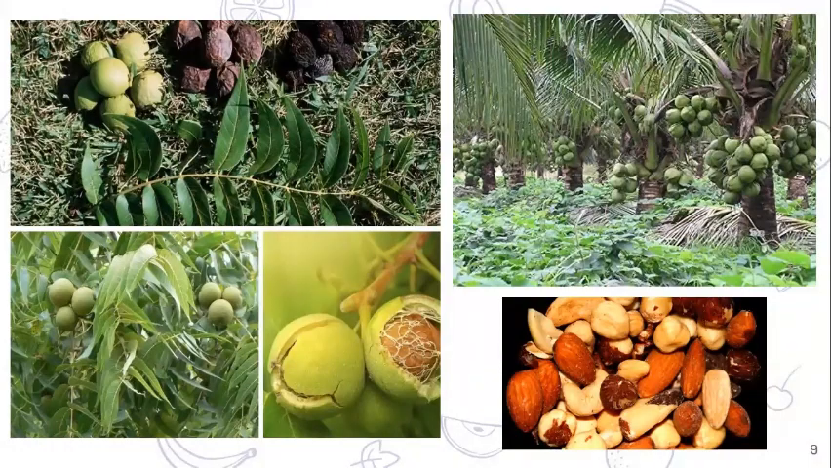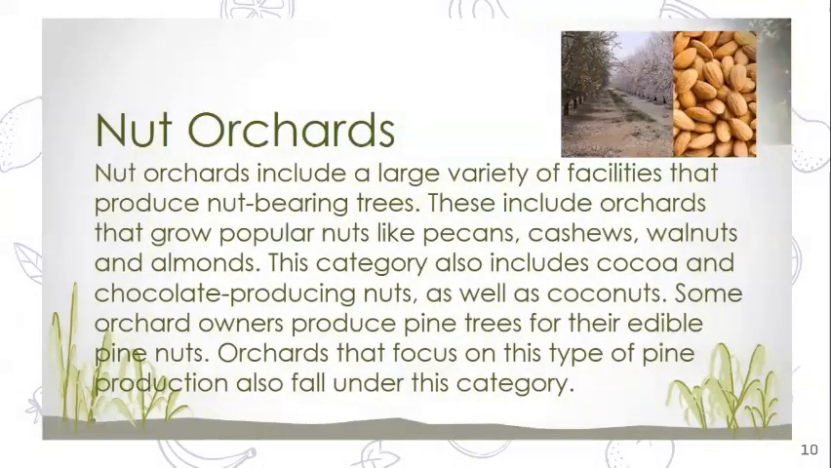Second, what have you seen in the picture? You have there nuts. So we have the nut orchards. Nut orchards include a large variety of facilities that produce nut-bearing trees. These include orchards that grow popular nuts like pecans, cashews, walnuts, and almonds. This category also includes cocoa and chocolate-producing nuts, as well as coconuts. Some orchard owners produce pine trees for their edible pine nuts. Orchards that focus on this type of pine production also fall under this category.